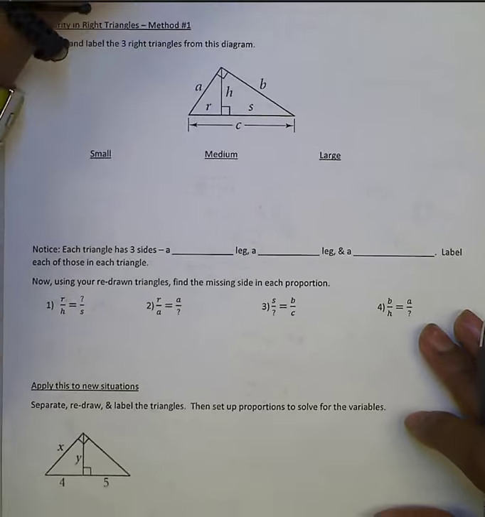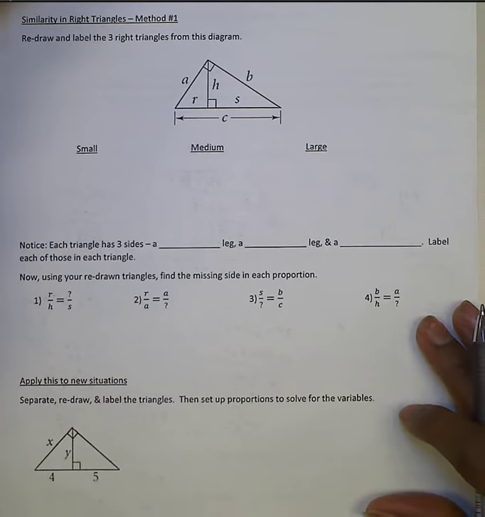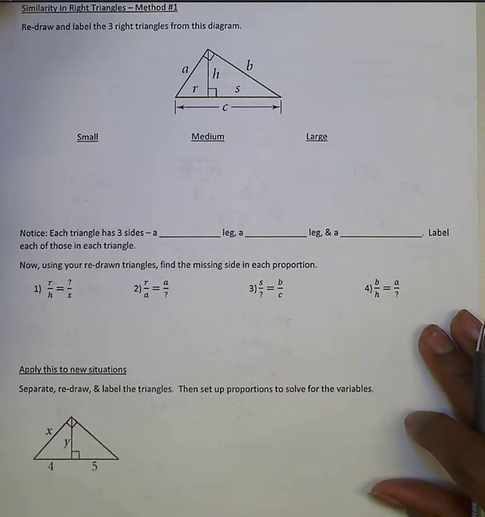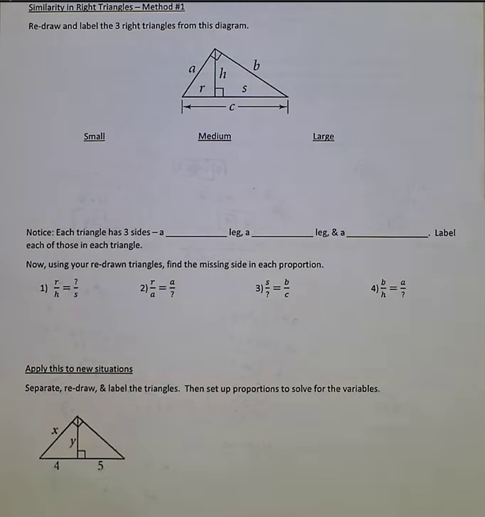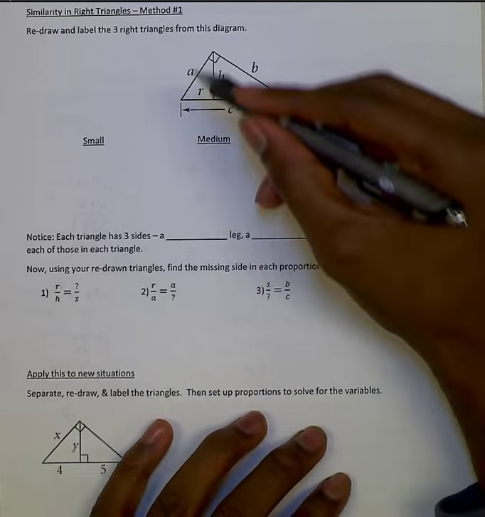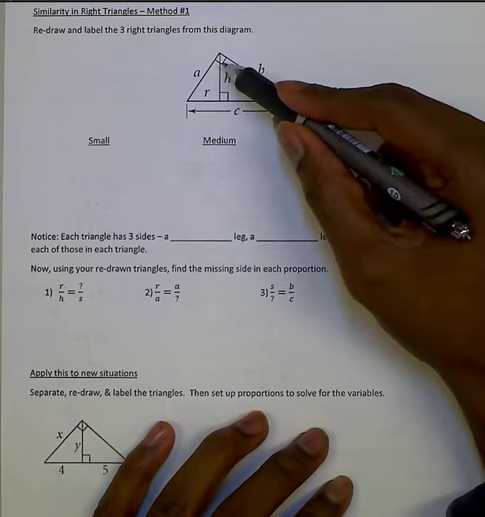So we're going to one, I would think, of the more difficult parts of this chapter, and that's similarity in right triangles. What we're going to do here is redraw and label the 3 right triangles from this diagram. Notice that there are 3 right triangles in this diagram. First, the original one, the large one with sides A, B, and C, a right triangle with a 90-degree angle.